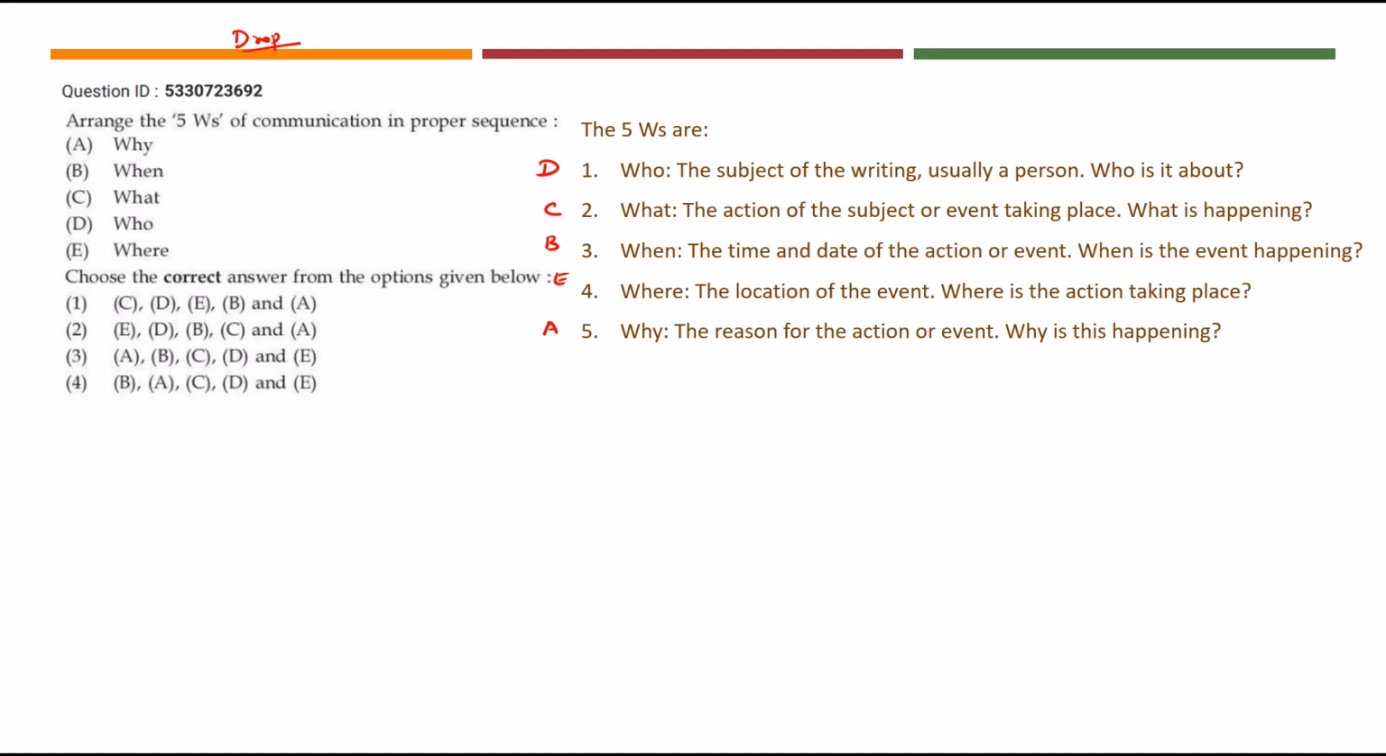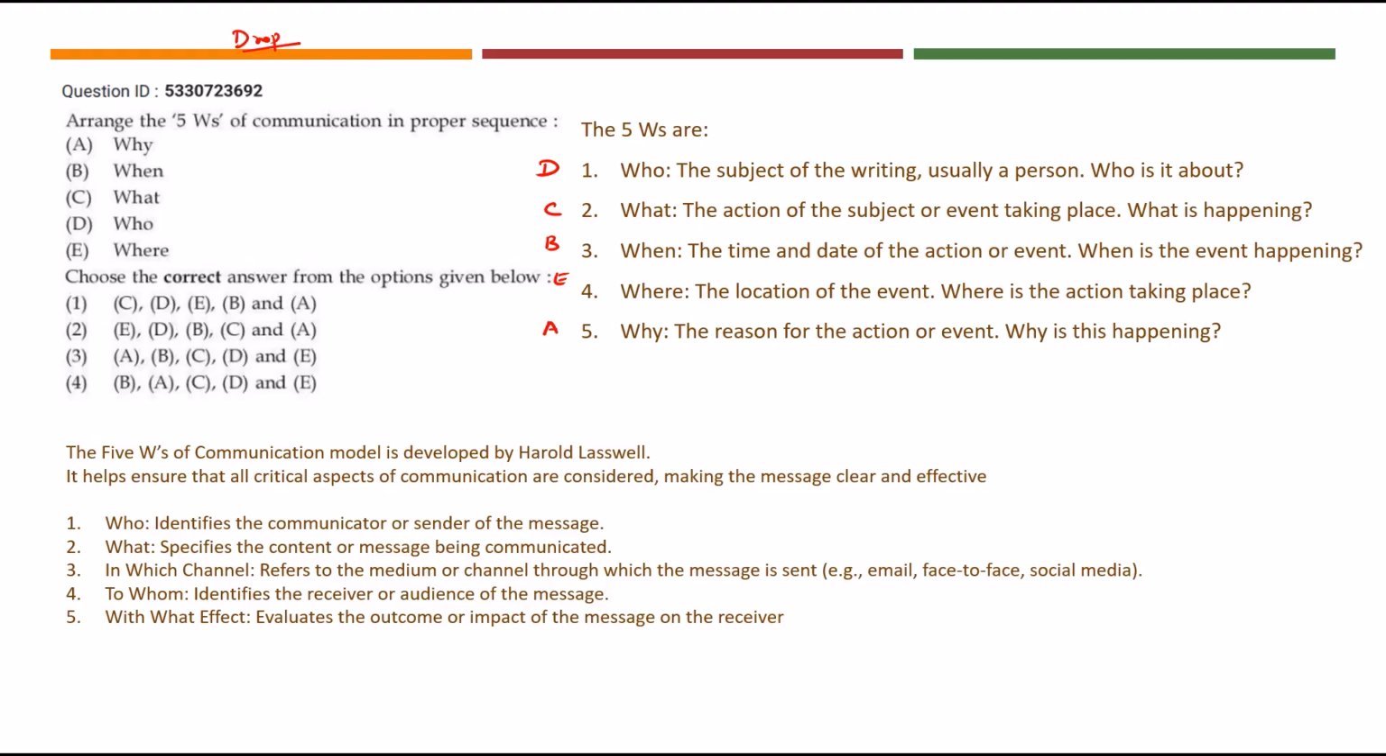When I was searching for this information, I came across another information. The 5 W's of communication model is developed by Harold Laswell. It helps ensure that all critical aspects of communication are considered, making the message clear and effective. Since we are in communication unit, it's better that we have an idea about this also. So what are the 5 W's here? It is who, what, in which channel, to whom and with what effect. So instead of when, where and why, we have in which channel, to whom and with what effect here.